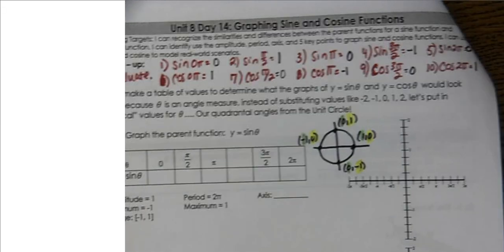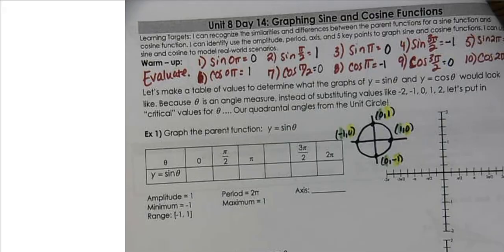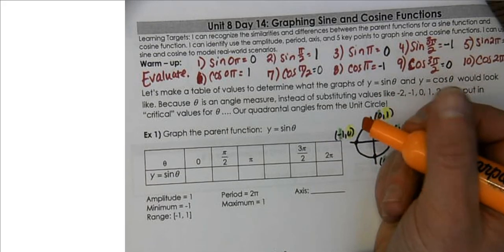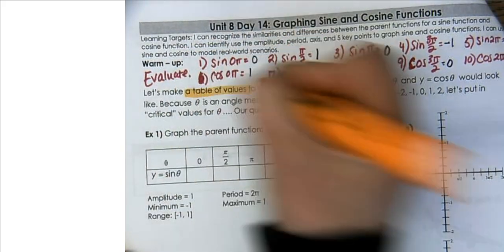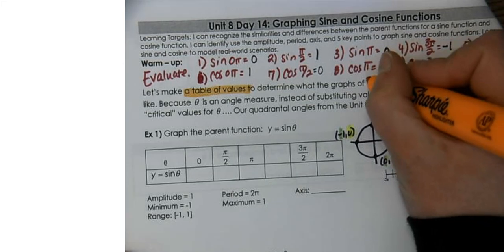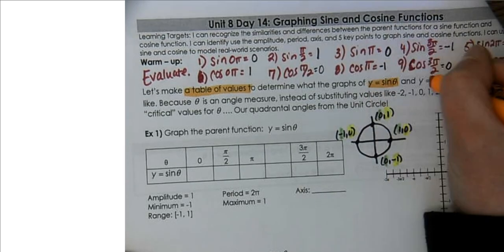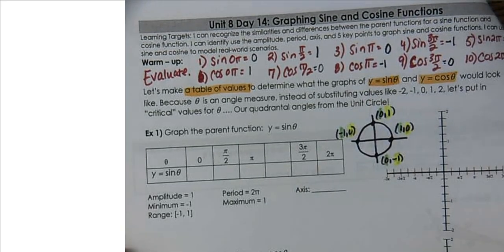So we are going to be graphing the parent functions of y is equal to the sine of theta and y is equal to the cosine of theta. And the way that we're going to do it is we are going to make a table of values to determine the graphs of each of them, y is equal to the sine of theta and y is equal to the cosine of theta, and what they would look like.